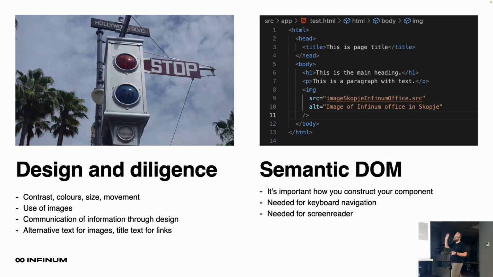So this would be, let's say, one part, the things that you see immediately, designing with diligence to incorporate these small accessibility parts all the time on your web page. And the other one is a bit broader, but it's a very important one. This is semantic DOM, so using semantic HTML elements correctly.